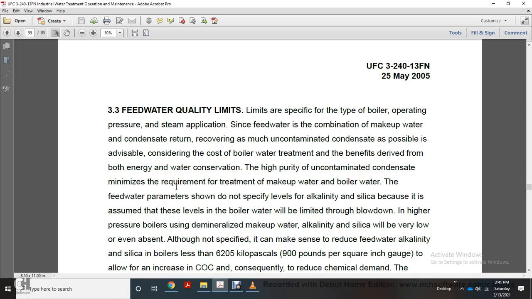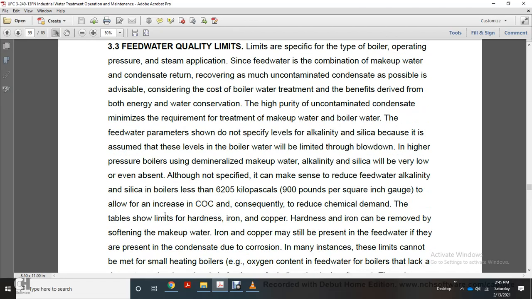For the boiler water, the feed water parameters do not specify limits, but alkalinity and silica are assumed to be limited through blowdown. For high pressure boilers with demineralized makeup water, alkalinity and silica will be very low or even absent, although not specified. Reducing feed water alkalinity and silica for boilers with pressure less than 900 pounds per square inch would allow an increase in the cycles of concentration.